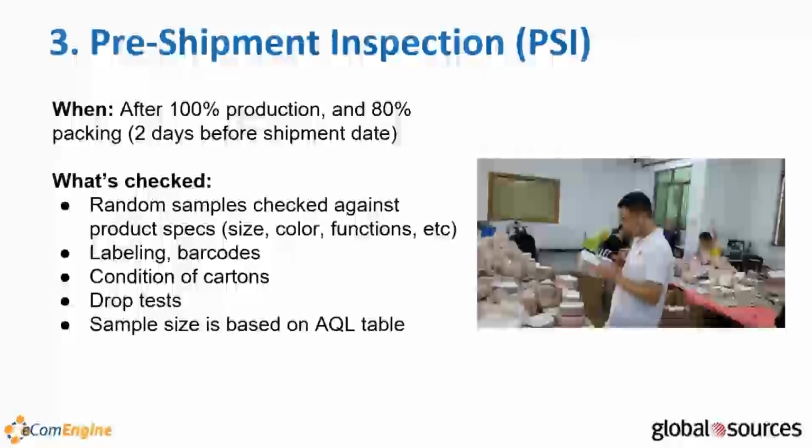The third type of inspection is pre-shipment inspection, also known as final random inspection sometimes. This is usually done when 100% of production is completed and 80% of the goods have been packaged. So this is when your goods still have the chance of being repaired, and it makes it harder for your supplier to hide defective goods.